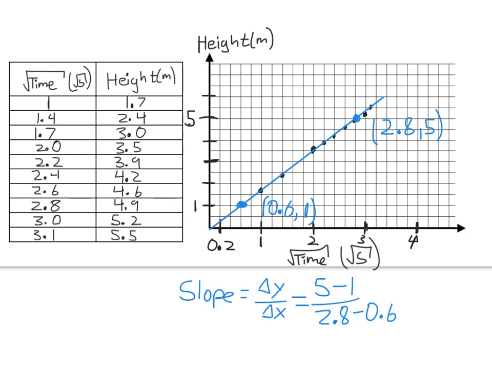So slope is change in y over change in x, so 5 minus 1 over 2.8 minus 0.6, and so what we end up getting here for our slope is 1.8 as our slope, and we want to add in the units, so it's going to be the units of the y-axis, which were meters, over the units of the x-axis, which were the square root of seconds.